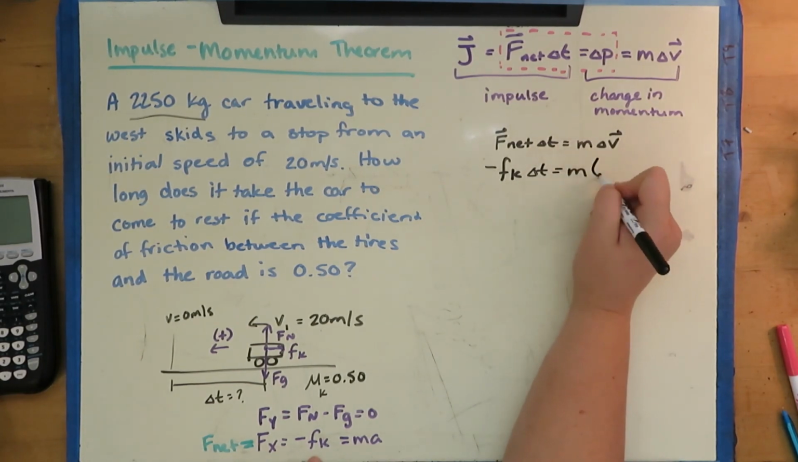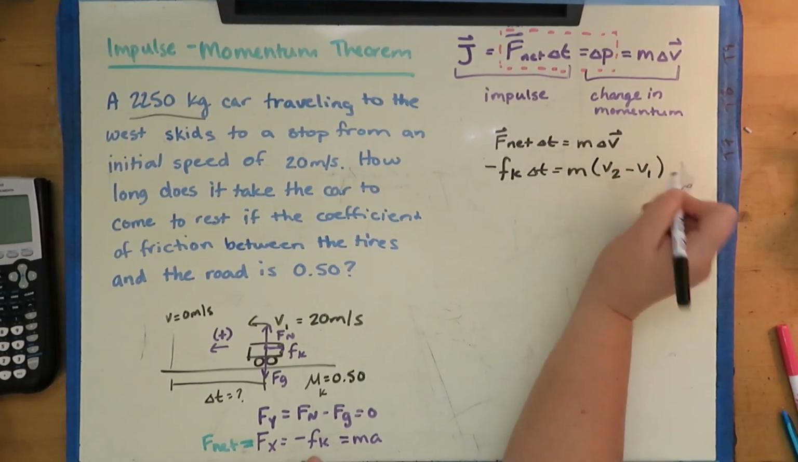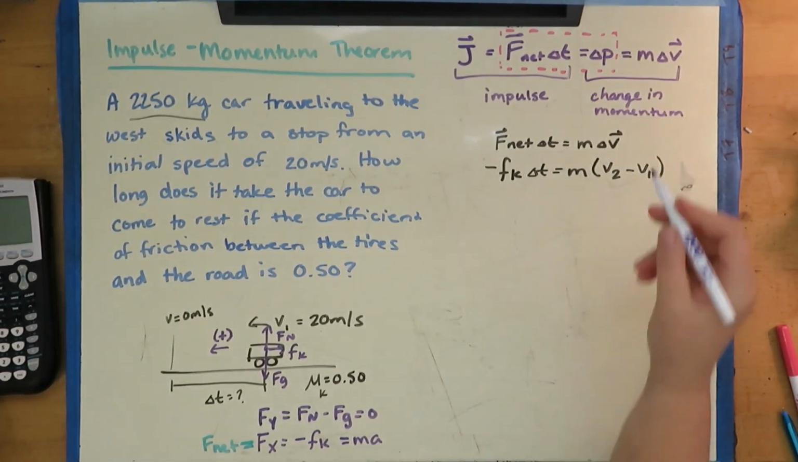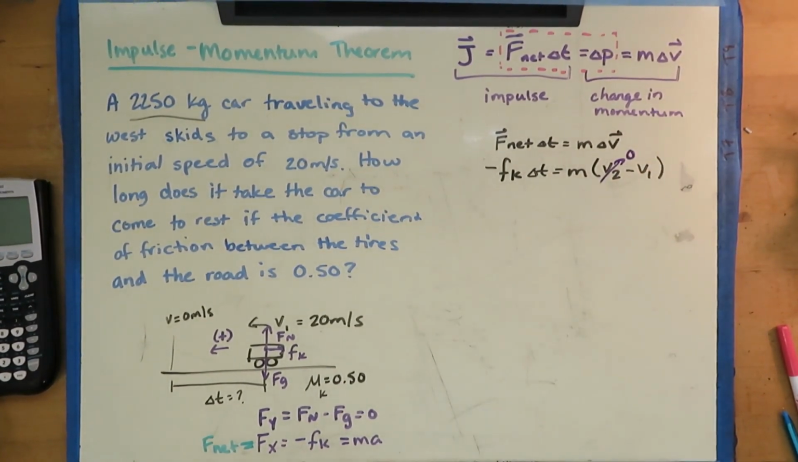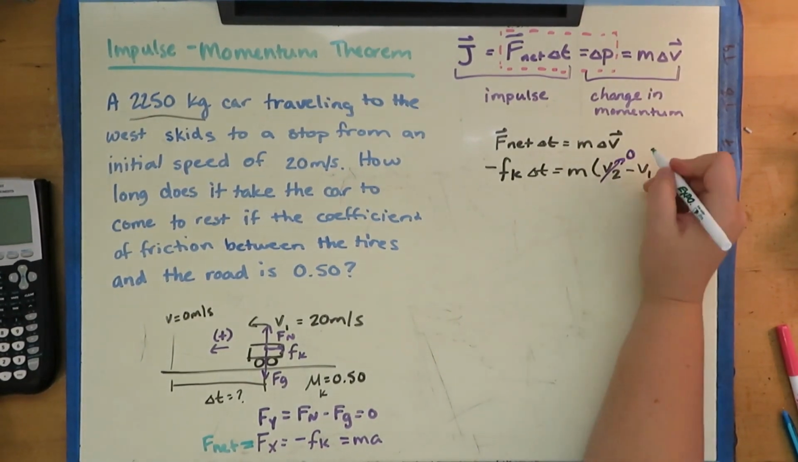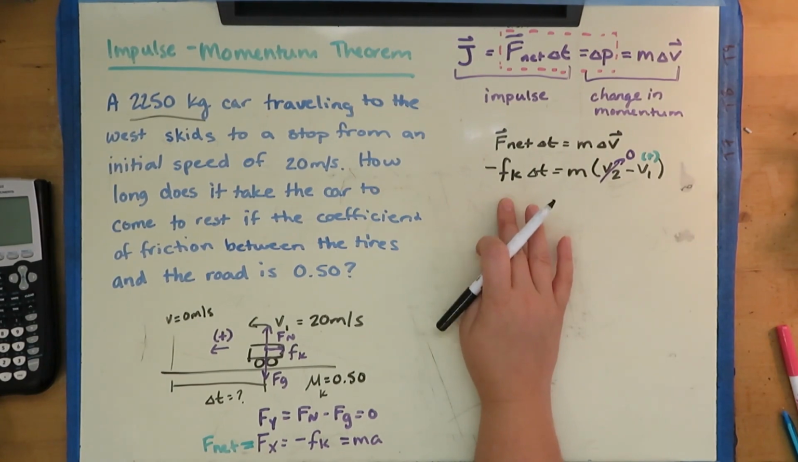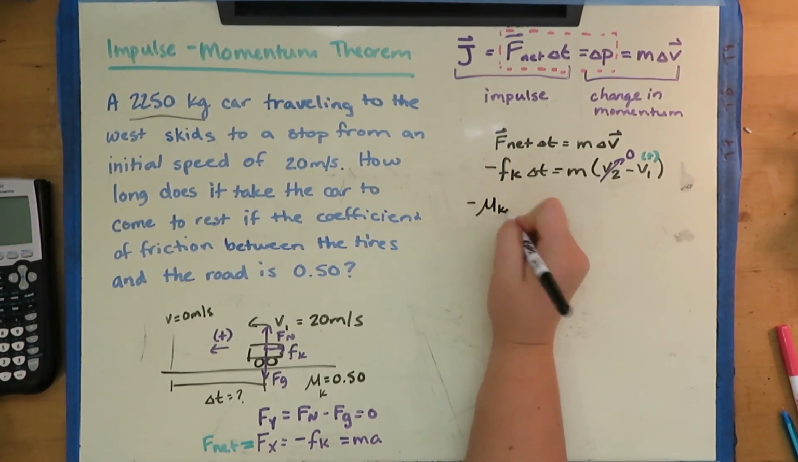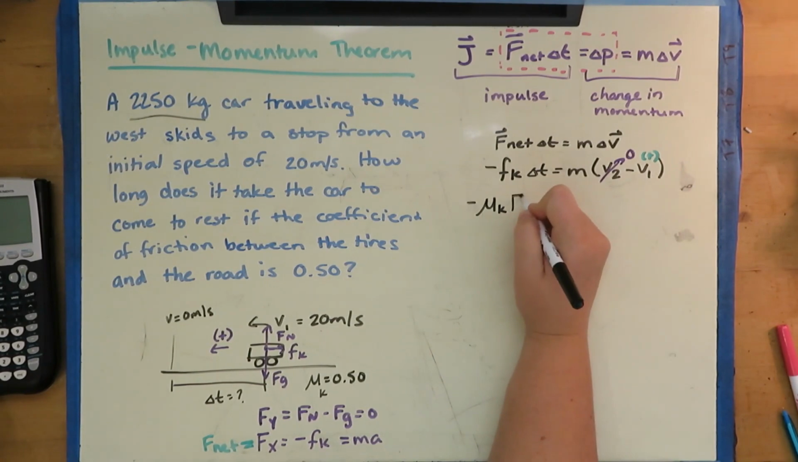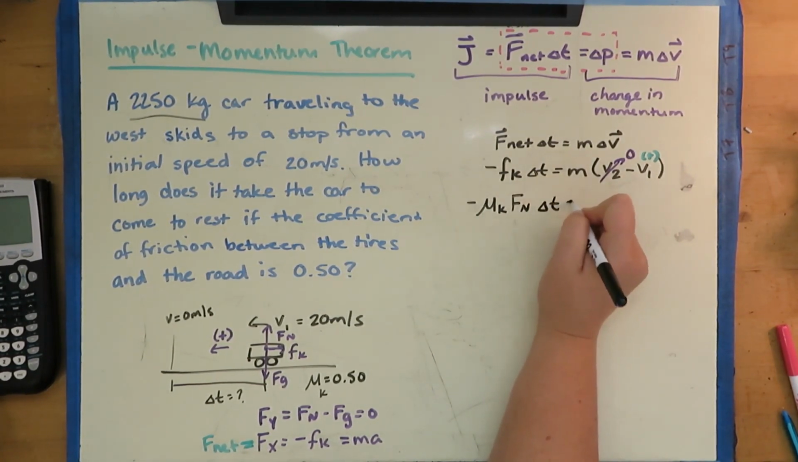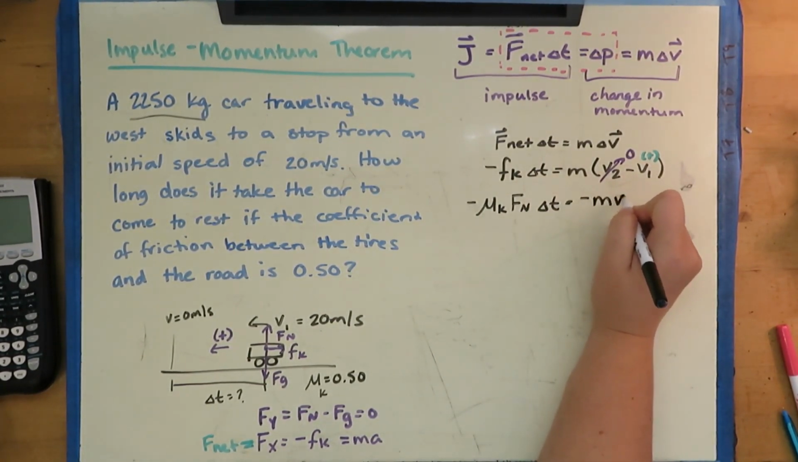And then delta V is going to be V2 minus V1. And I know that since I'm going to rest, V2 is going to be 0. Now I'm defining my V1 to be positive. So I've already taken care of the sign for both my vector quantities, friction and velocities. So with friction, that friction force is going to equal mu k times Fn, by definition, times delta t. And that's going to equal negative mv1.